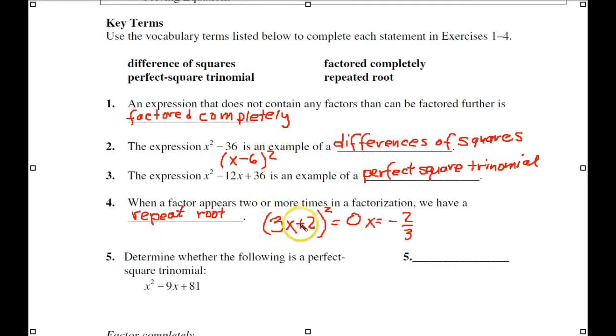Now, if we have a binomial squared in an equation, all we're going to do is take this 2, bring it to the other side as a negative 2, and divide by 3, and we get a root that, since it's going to occur twice, because it's the same, we call that a repeat root. Okay, so a little something as we go into the individual problems.